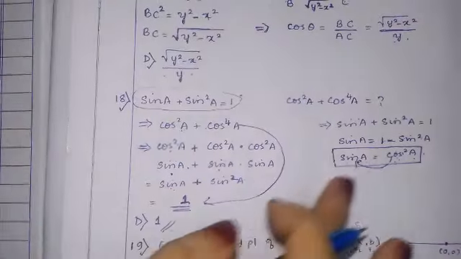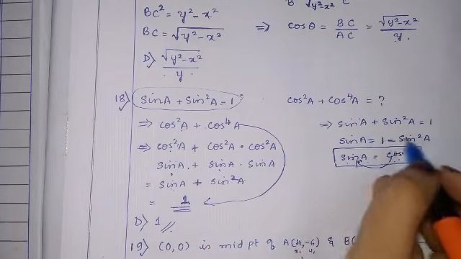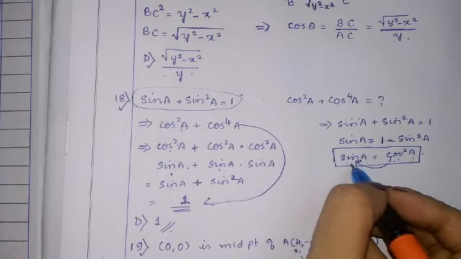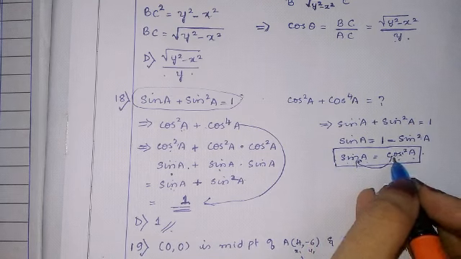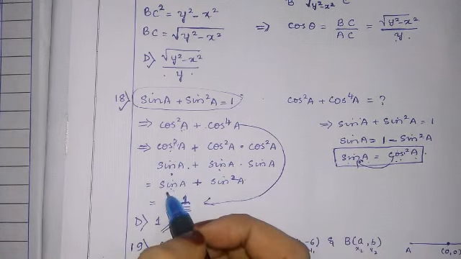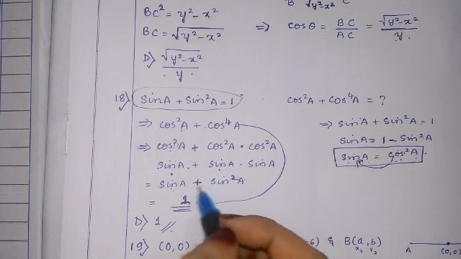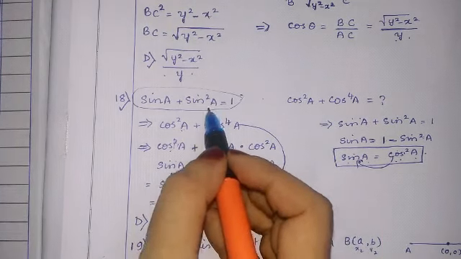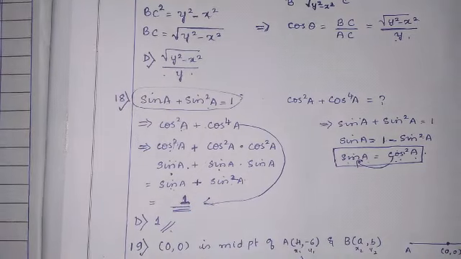I have explained it clearly here. We have 1 minus sin square A. We have taken sin A is equal to cos square A, so in place of cos square A we have taken sin A. Then lastly we got sin A plus sin square A, and sin A plus sin square A is nothing but 1. So the answer is 1.